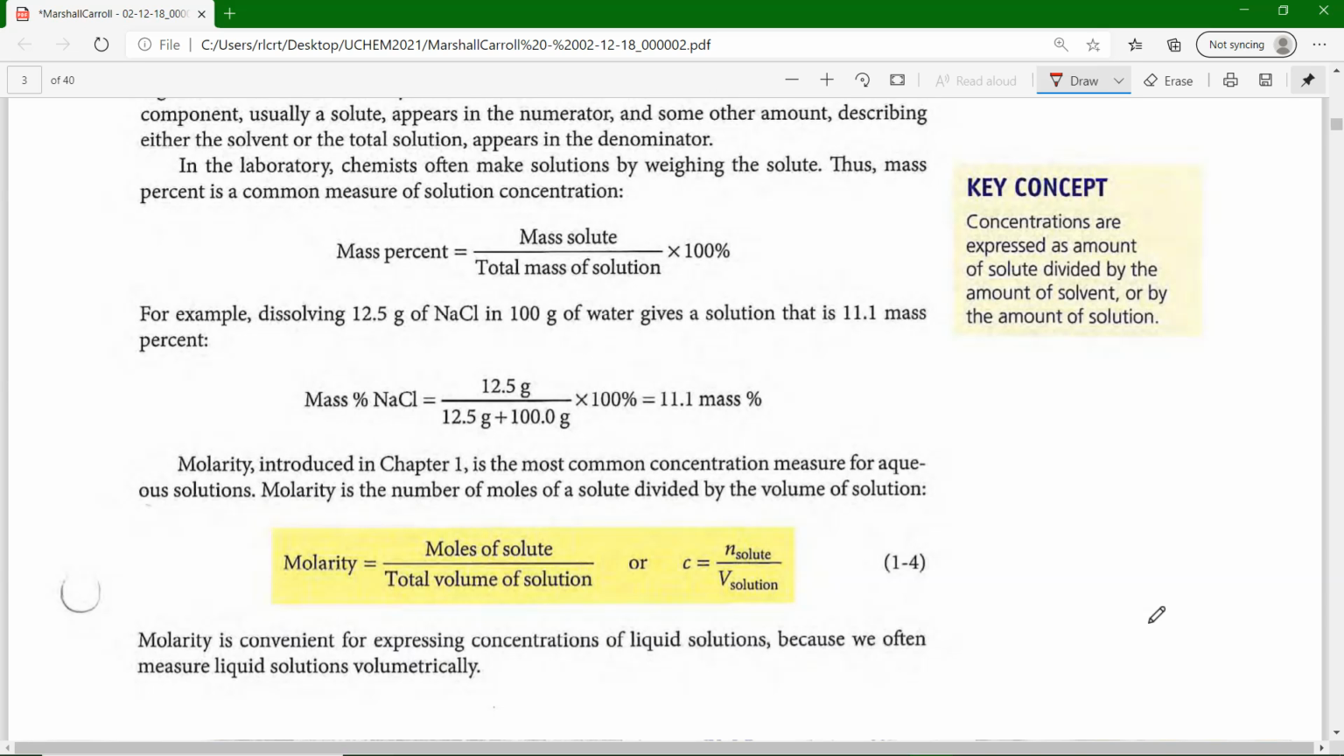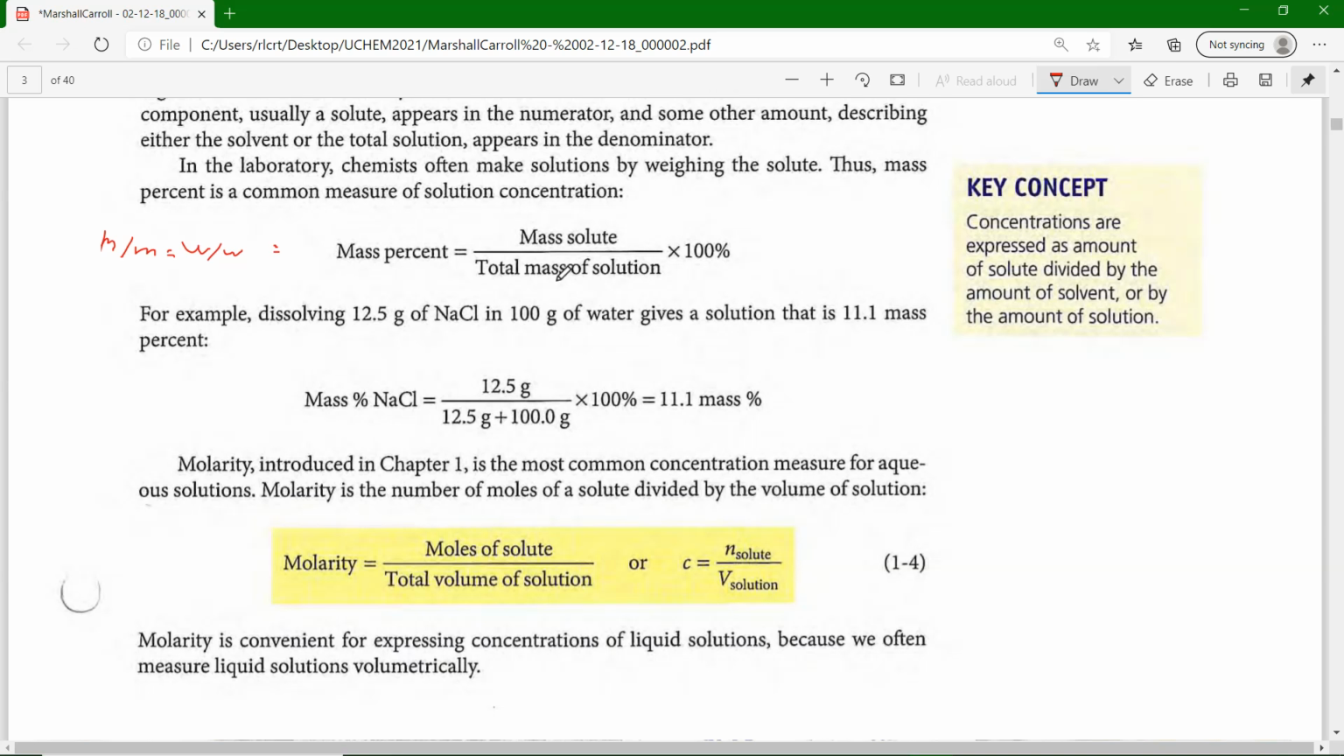So one common kind is mass percent, which is sometimes called W/W or M/M. And it's the mass of the solute over the total mass of the solution. I need my calculator here, don't I? So for example, dissolving 12.5 grams in 100 grams of water gives a solution that is 11.1 mass percent. So you would have your solute is 12.5, then the total solution is the solute plus the solvent, so it's 112.5, times 100, 11.1%. Okay, so that's how you get mass percent.